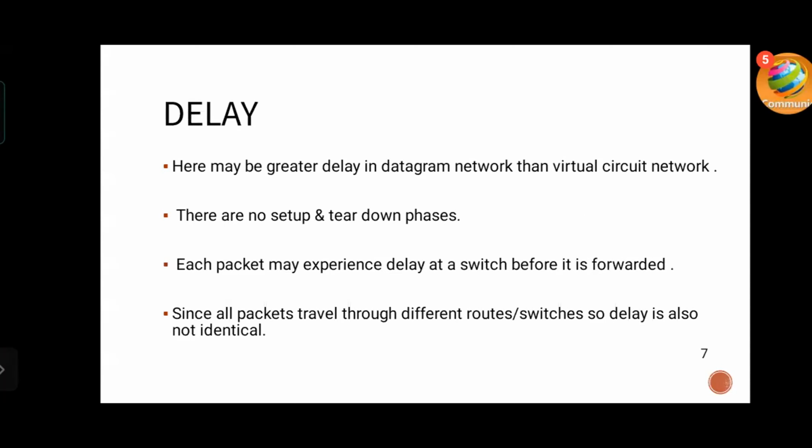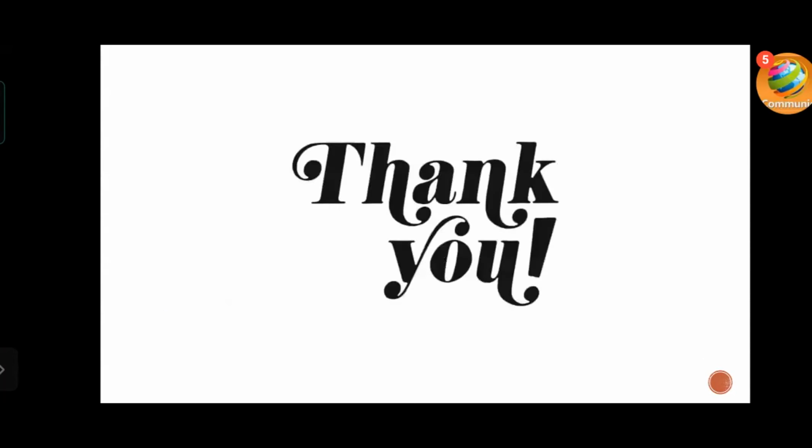Delay. There may be greater delay in a datagram network than in a virtual circuit network. There are no setup and teardown phases. Each packet may experience delay at a switch before it is forwarded. Since all packets travel through different routes and switches, the delay is also not identical.